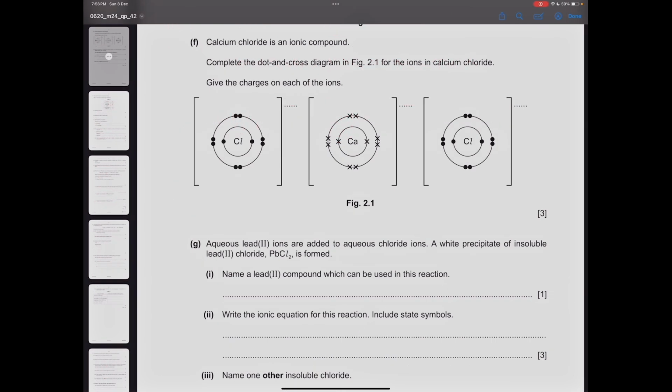Part F, calcium chloride is an ionic compound. Complete the dot and cross diagram. Alright, and we also have to give the charges on each of the ions. So we know that calcium chloride is CaCl2, and the configuration of calcium is 2,8,8,2. But when it loses 2 electrons, in order to be stable, it becomes 2,8,8. Right, so we can just mention 2 plus here. And calcium will have 3 shells.